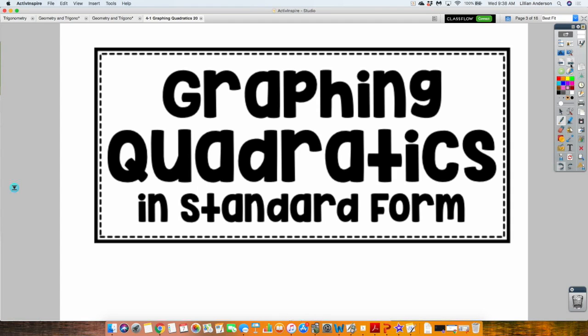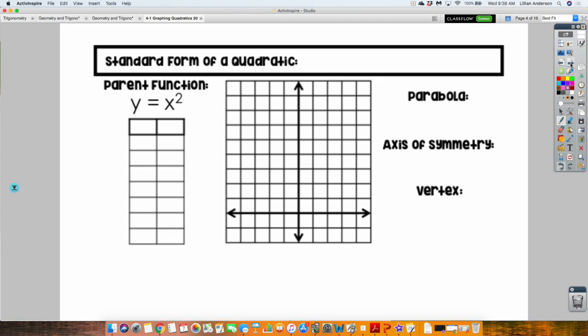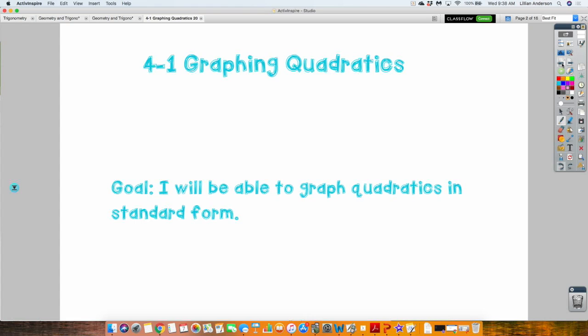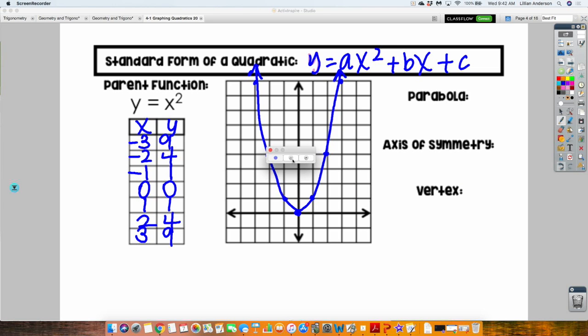Go ahead and flip open your graphing quadratics. The standard form of a quadratic is y equals ax squared plus bx plus c, okay? Where a, b, and c represent some type of coefficient. So a, b, and c are just numbers. They can either be positive or they could be negative, all right?